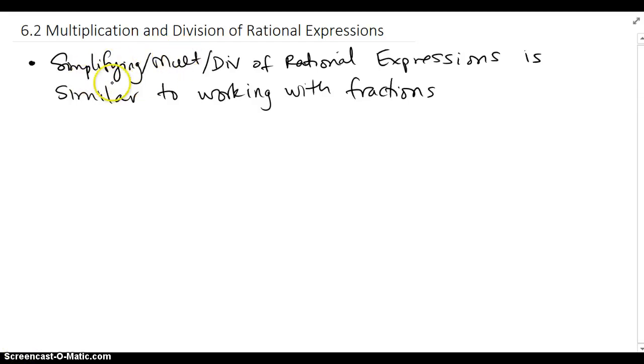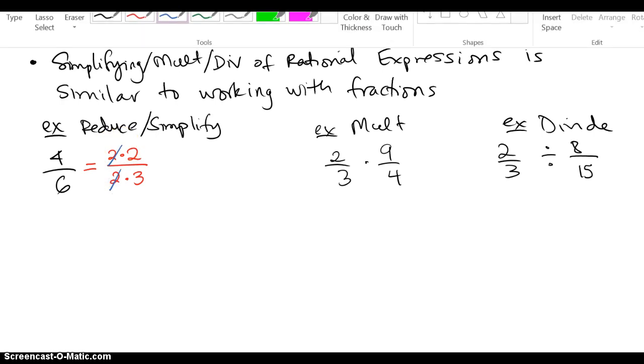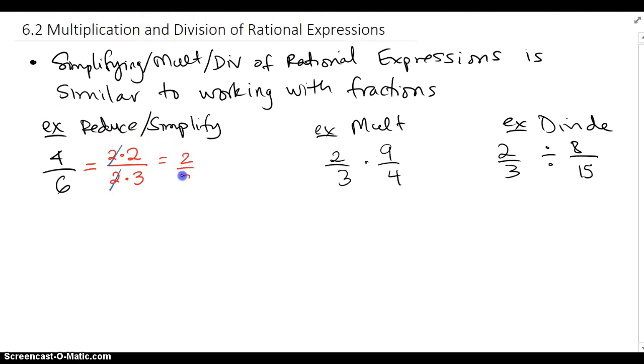Multiplying, dividing, or even simplifying rational expressions is very similar to working with fractions. For example, if I say reduce or simplify and you're looking at one fraction, you think, well, they're both divisible by 2, so I'm going to reduce it and write it in simpler form. Another way to think of it is that 4 is really 2 times 2 and 6 is really 2 times 3. If I were showing all my work, these are common factors, so I end up with just 2/3 for my simplified form of 4/6.